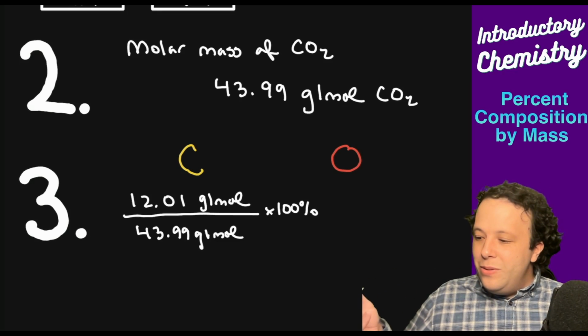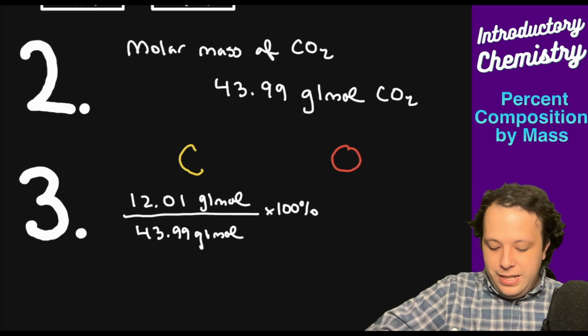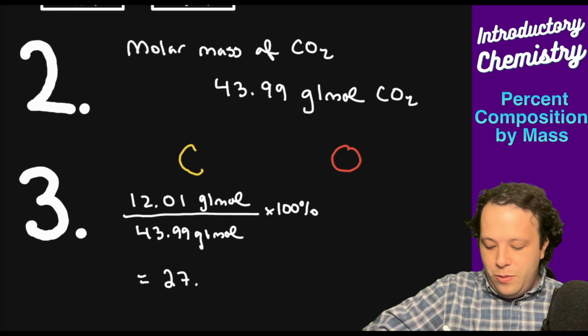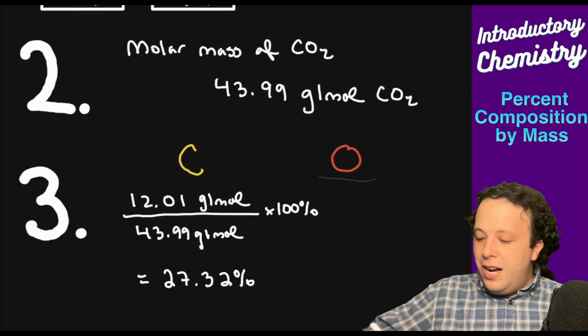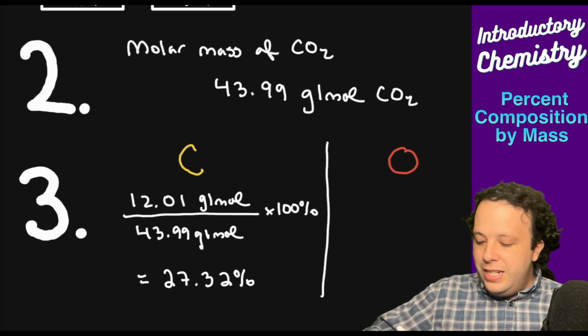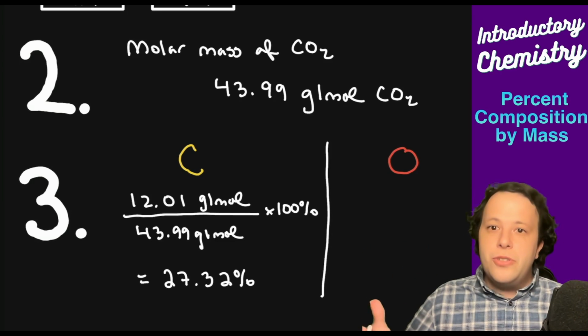When we do our math here, what we get is 27.32% carbon. Now for oxygen, we're going to be doing the same general thing. And keep in mind, all of these different elements that you have, the total should equal 100.